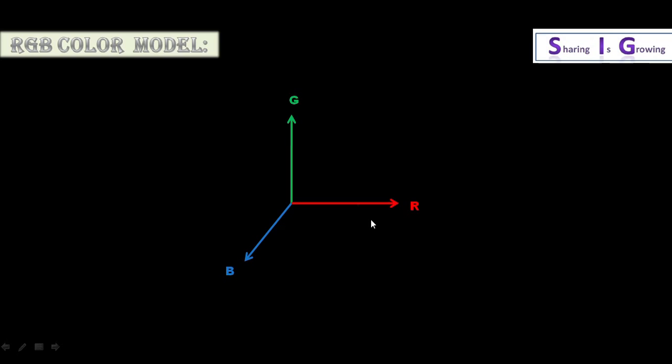I am considering a point here, and the representation of this point in the coordinate system will be 255, 0, 0, like this. This is the representation of this point on the x-axis, and this point represents the color red. Let me take a point over here. This is the red color, and if I take a point here which represents the blue color, it has an intensity of 0, 0, 255.